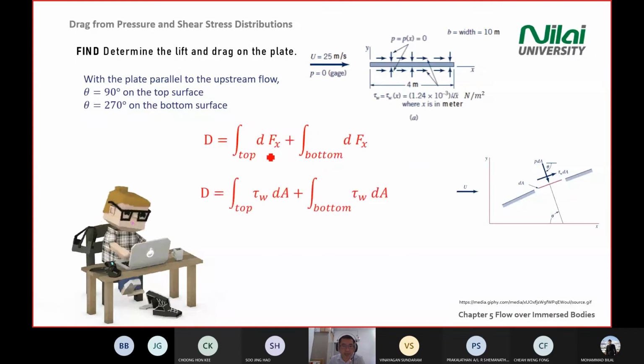So for your drag, you will have D equal to integrate shear stress dA, because we need to convert what we have on the body. Again, on the body, we have pressure and shear loading or shear stress. In this case, your pressure component equal to 0 because of the angle.